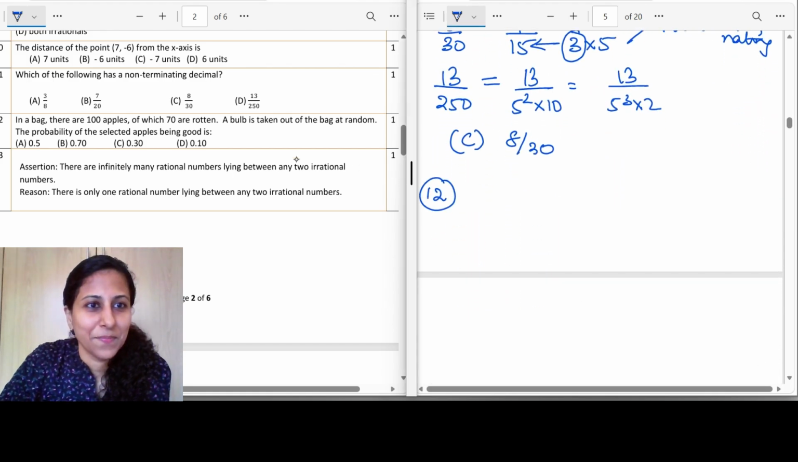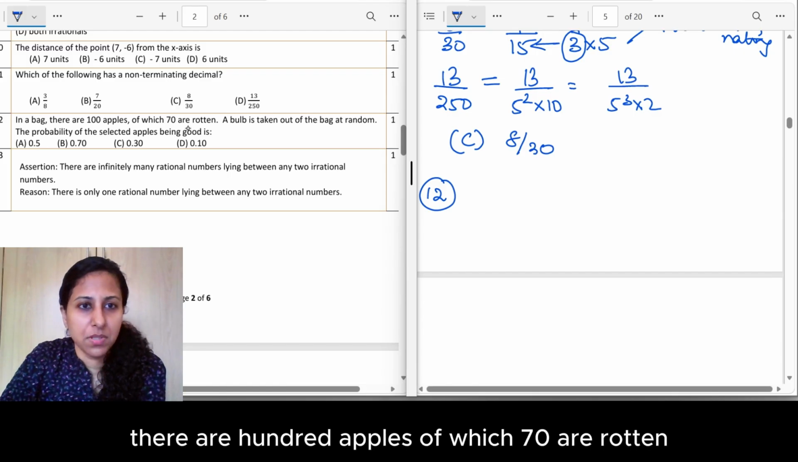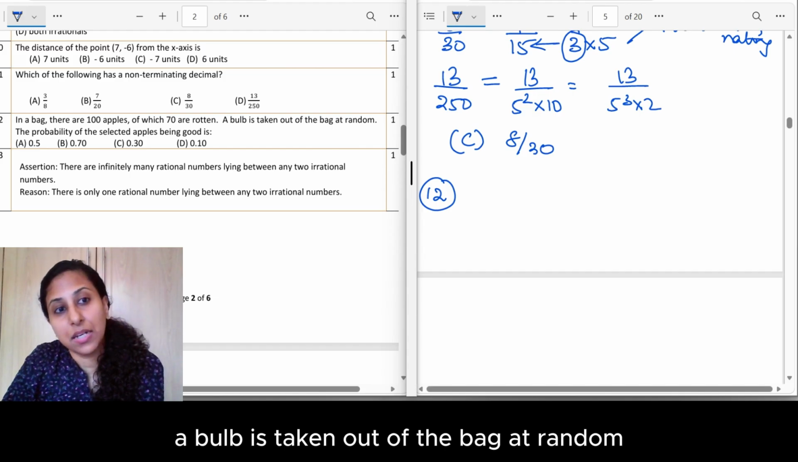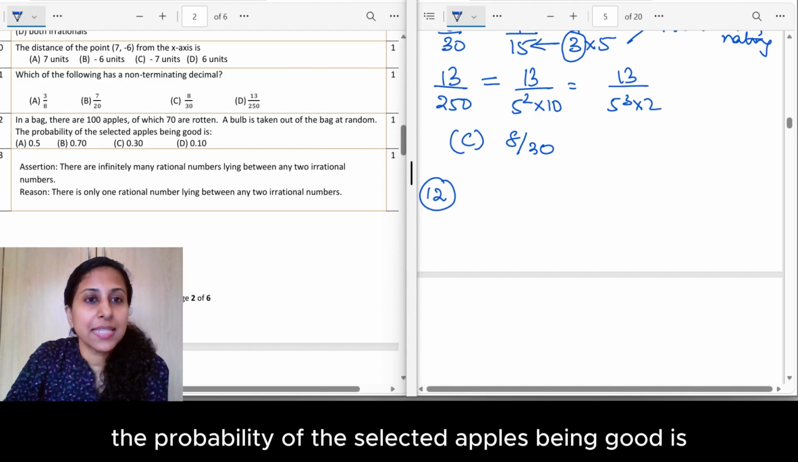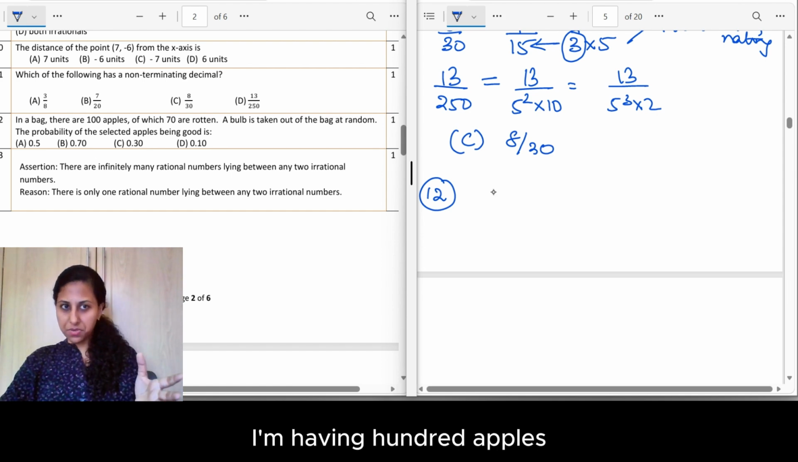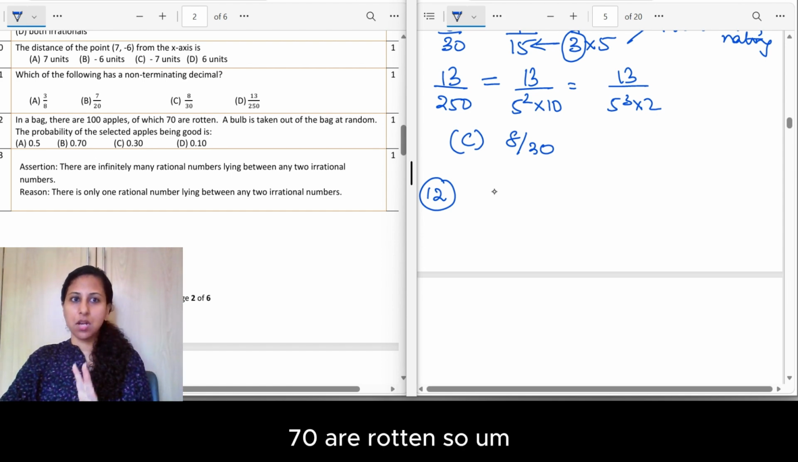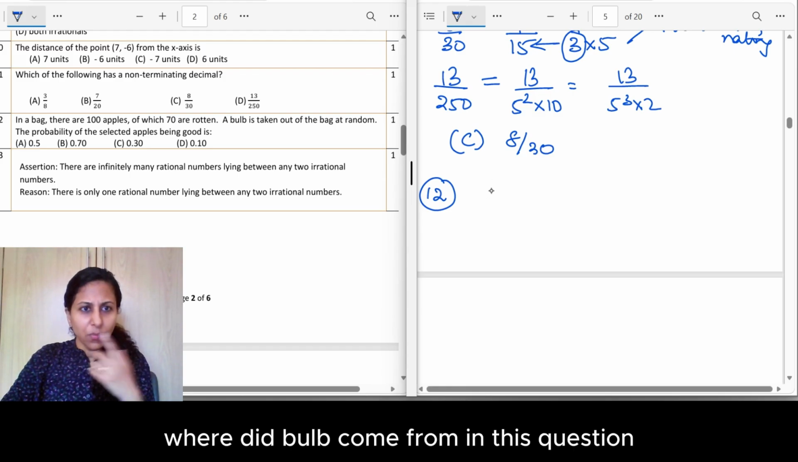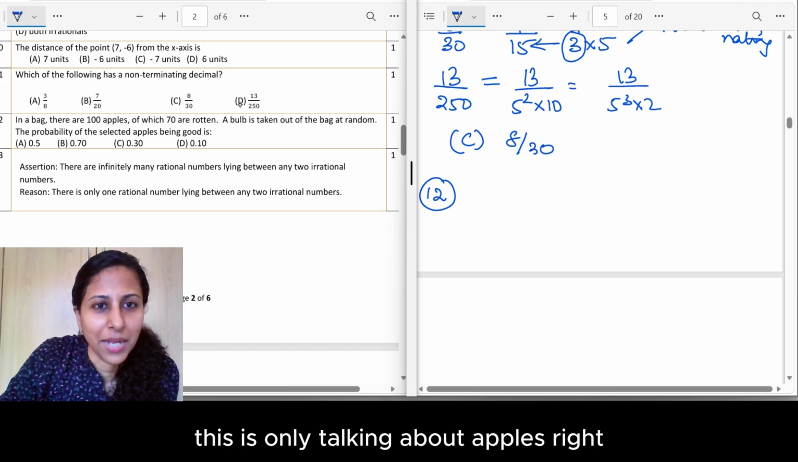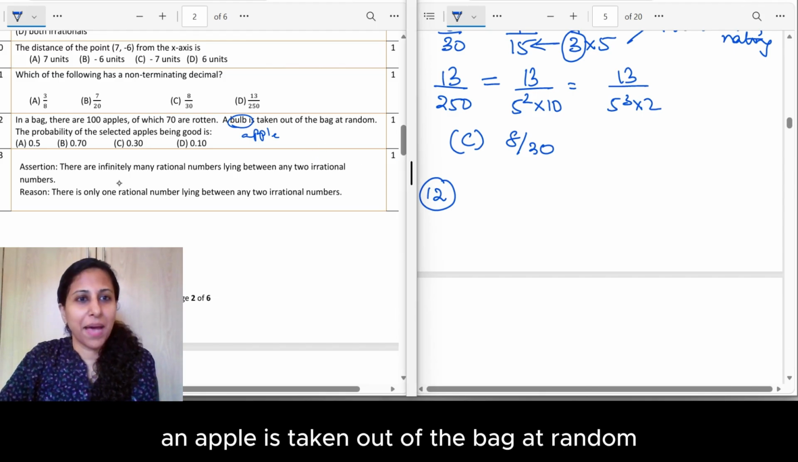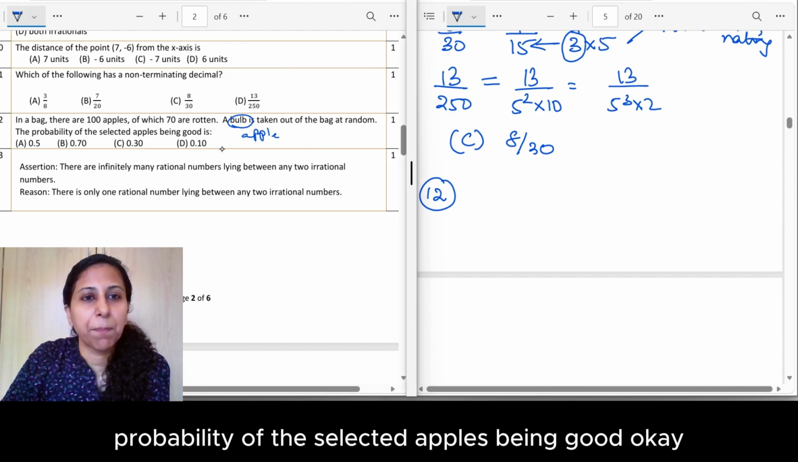12th question. In a bag, there are 100 apples, of which 70 are rotten. A bulb is taken out of the bag at random. The probability of the selected apples being good is, okay, I'm having 100 apples, 70 are rotten. So, if a bulb, where did bulb come from in this question? This is only talking about apples, right? There's a mistake in the question. This is an apple. An apple is taken out of the bag at random. Probability of the selected apples being good.